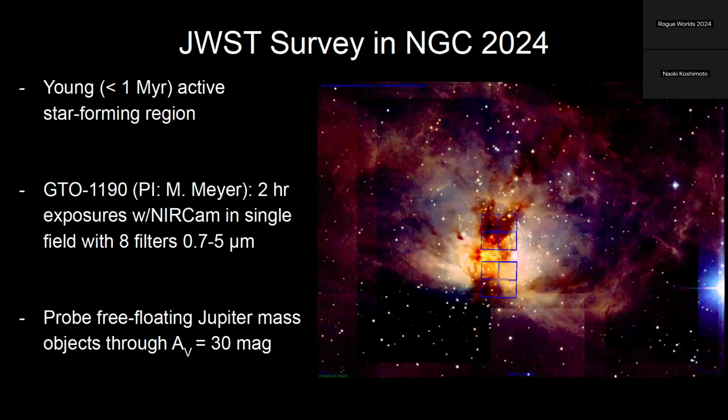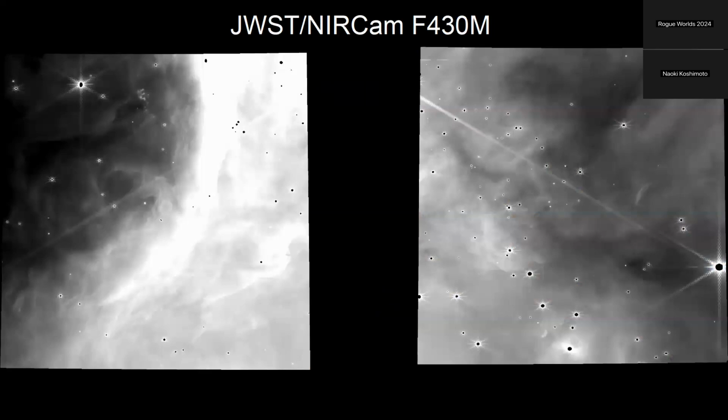Okay, so here is one of the JWST NIRCam images. This is the F430M image, the 4.3 microns. I would love to show you this very nice color combined image, but you might have to wait a little bit to see that, maybe next month.